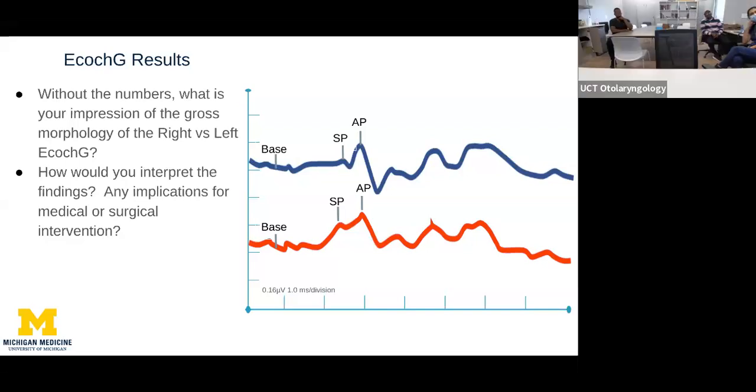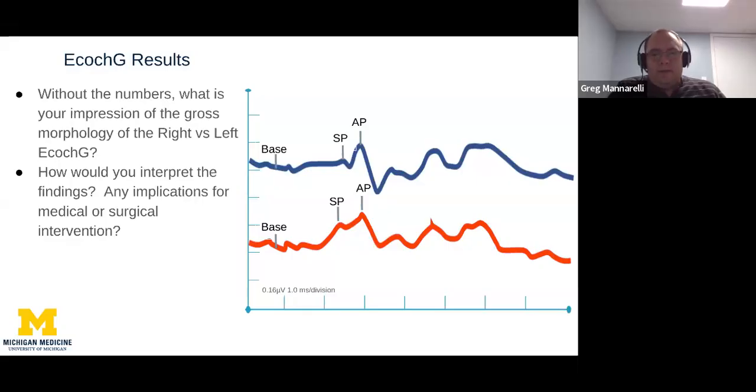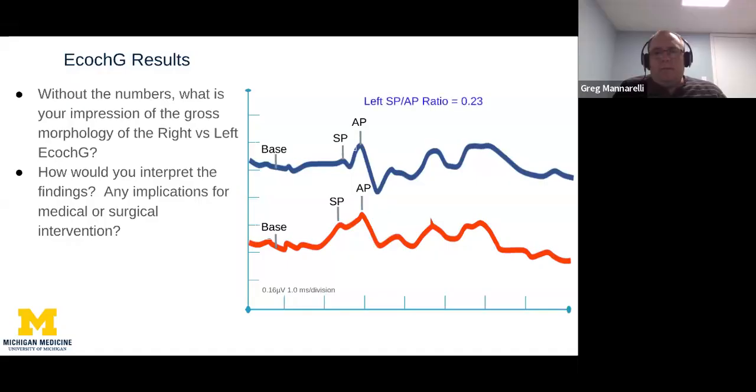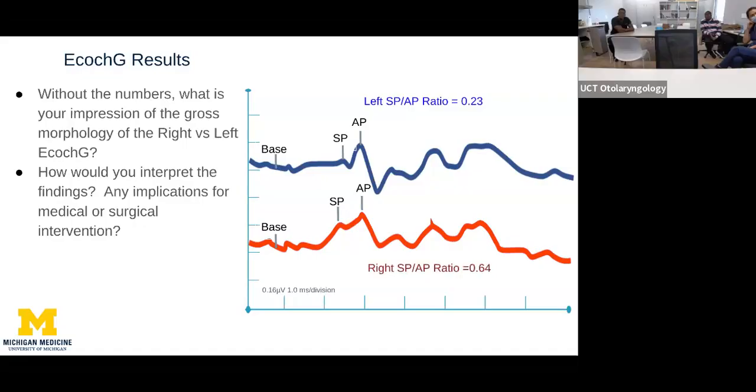The low one, the red one, that's the right ear, correct? Yes. Then that ratio looks like it's definitely greater than 0.4, and the left one looks closer to normal. Yes, that's exactly right. So there are our SP ratios: when you look at the numbers, the left was 0.23 and the right SP/AP ratio was 0.64.